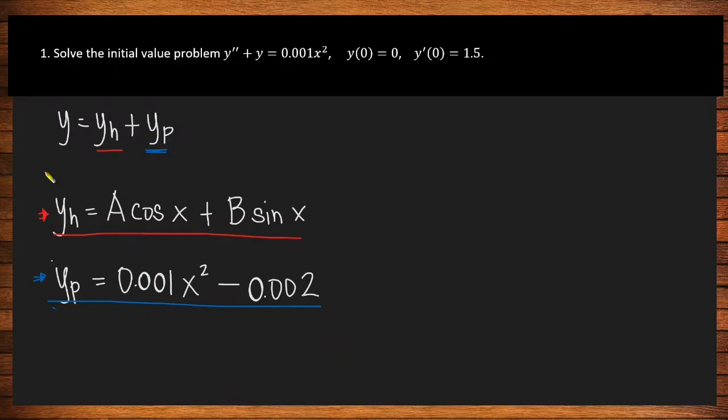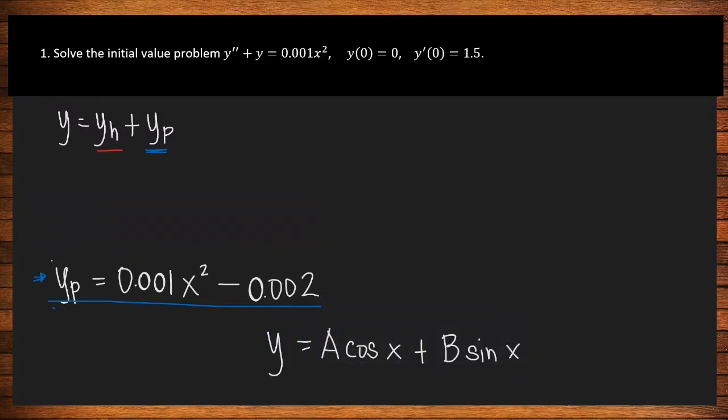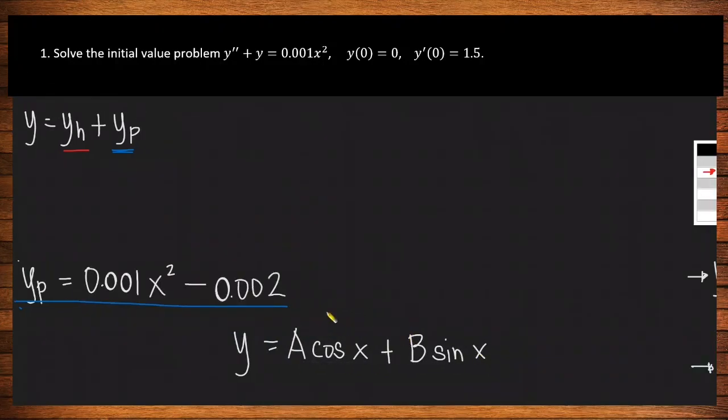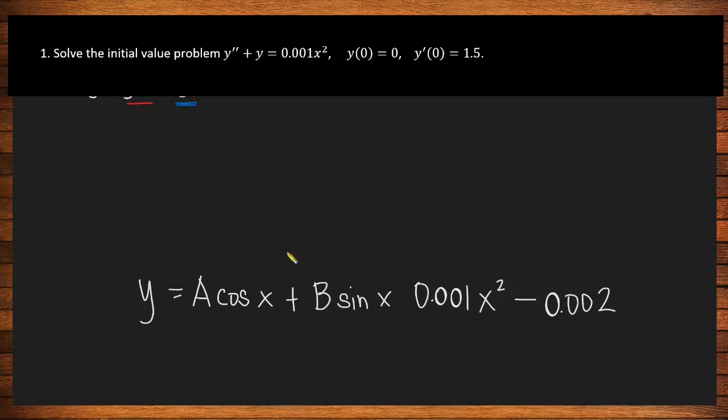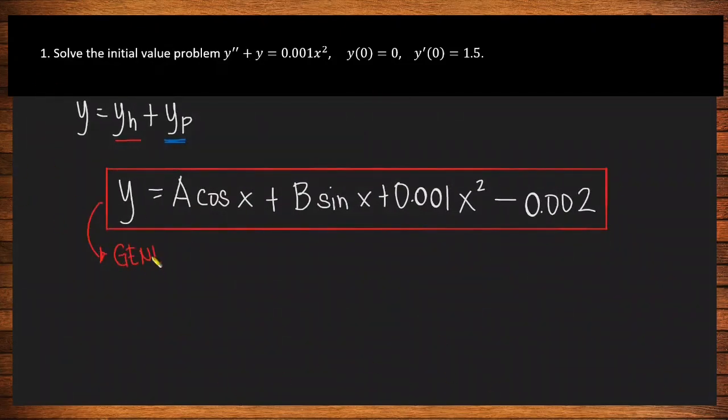Okay, so we will simply add these two solutions. So now we have the general solution, y equal to a cosine of x plus b sine of x plus 0.001x squared minus 0.002. Okay, pero hindi pa ito yung final answer natin because we have an initial value problem here. So we still need to obtain the value of these constants a and b.